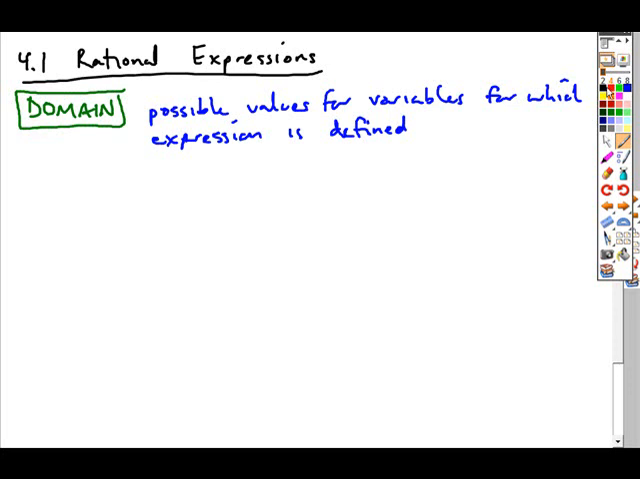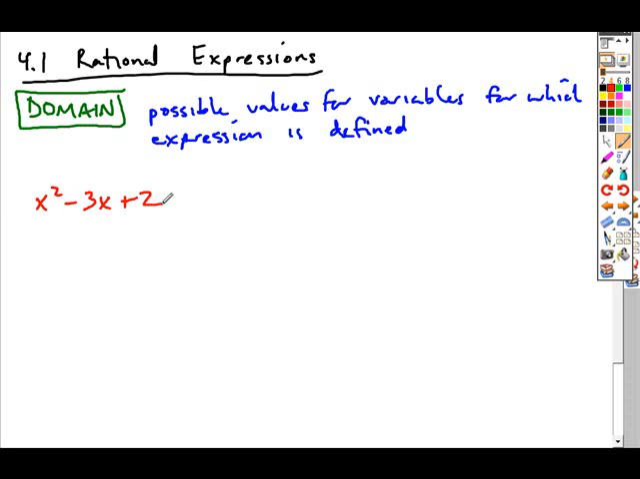Okay? We're not just using x's in this class, so you can't just think of it as your x values and range being your y values. Okay? But when you're looking at domain, there's a couple things that I want to point out about identifying domain. Okay, the first is if you take an expression and need to identify what its domain is.